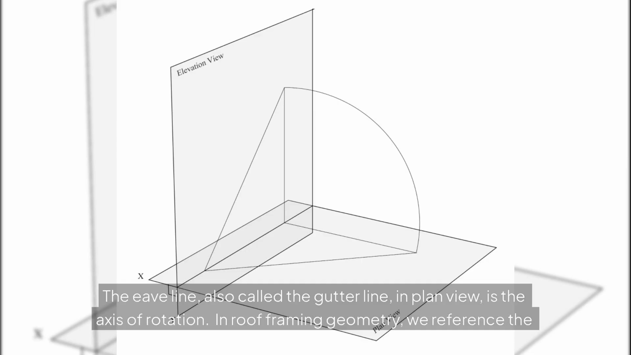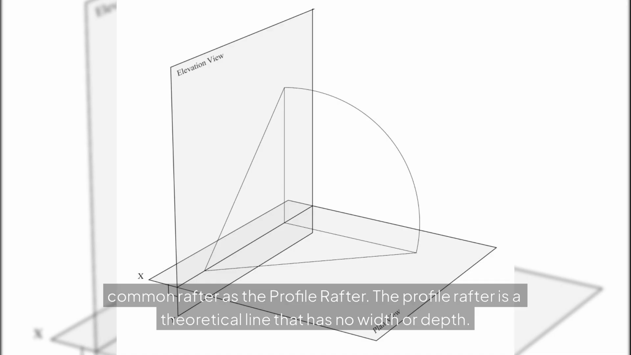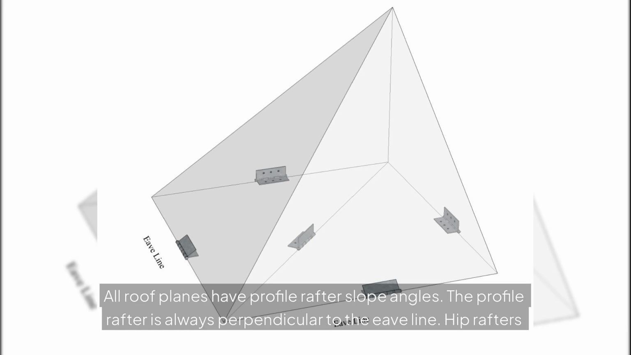In roof framing geometry, we reference the common rafter as the profile rafter. The profile rafter is a theoretical line that has no width or depth. All roof planes have profile rafter slope angles. The profile rafter is always perpendicular to the eave line.